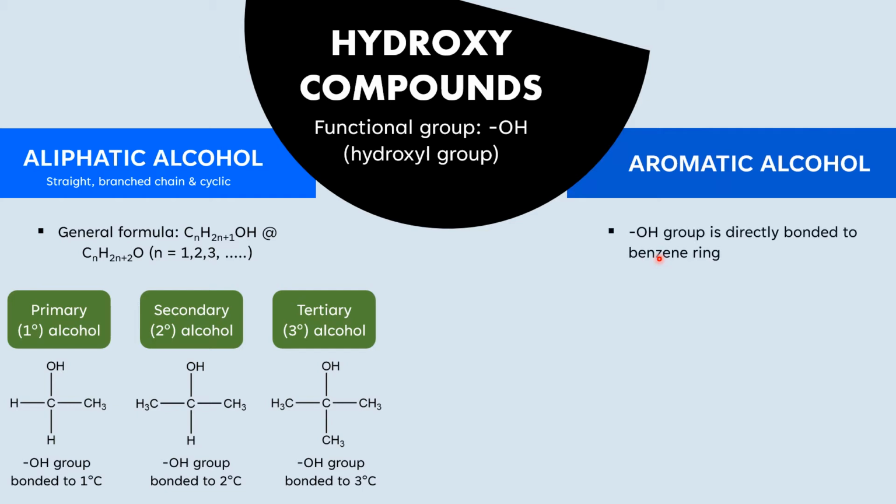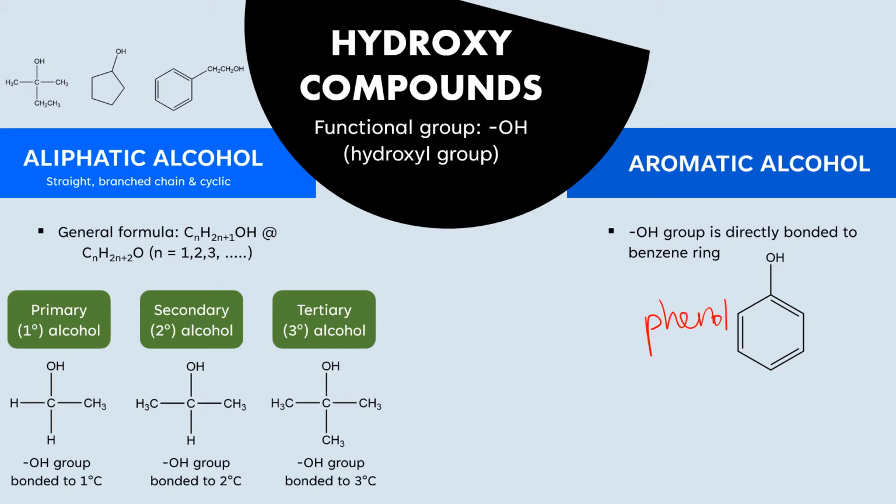And the second classification of hydroxy compound adalah aromatic alcohol. So what is aromatic alcohol? Aromatic alcohol is alcohol that has a benzene ring yang directly bonded to the OH. So this is the form of the aromatic alcohol, the one yang kita panggil sebagai phenol. That is phenol.